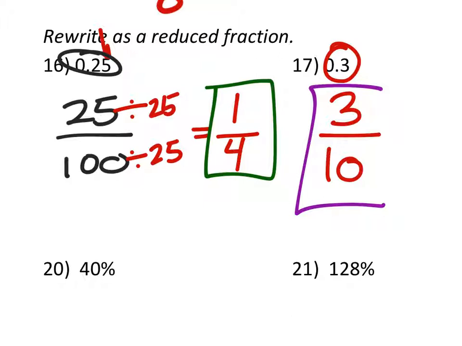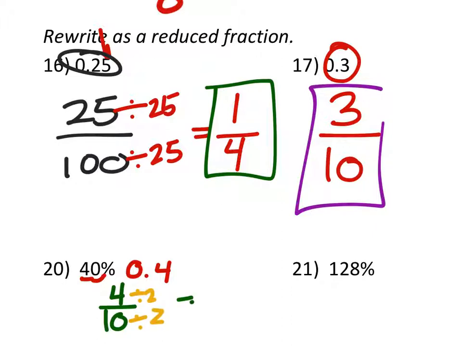Alright, knowing that, let's look at 20 though. So for these percentages, we need to change these into decimals first. So that's 40%. I need to move this decimal 2 times to the left, leaving me with 0.4. 0.4 has a 4 in the tenths position, and this one can be simplified by dividing both of these by 2, which gives me 2/5.